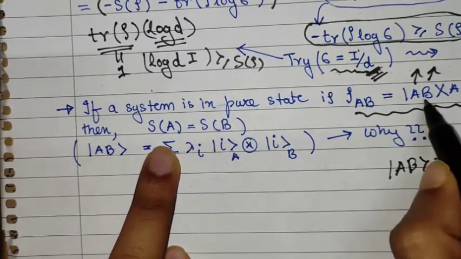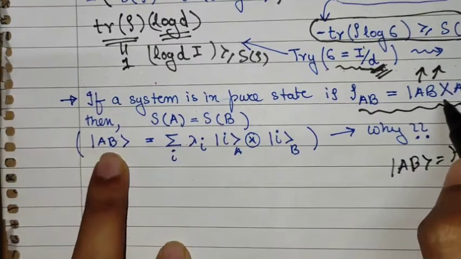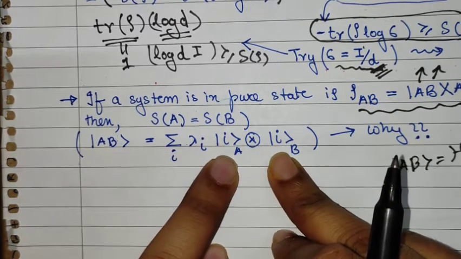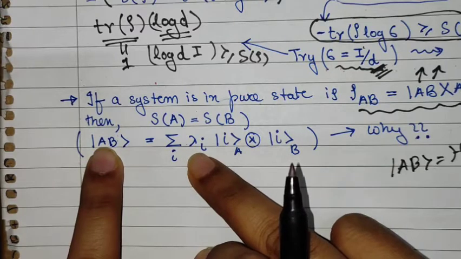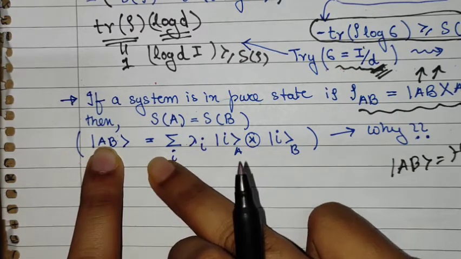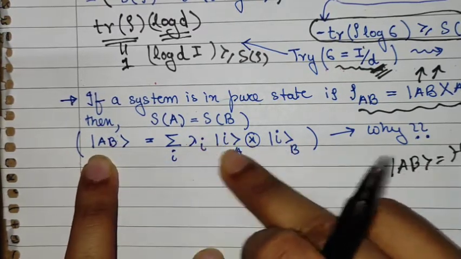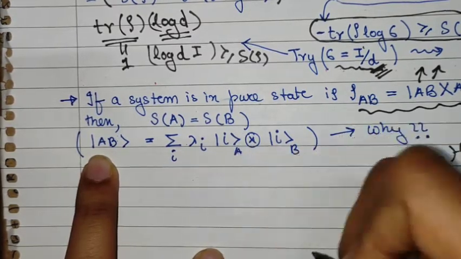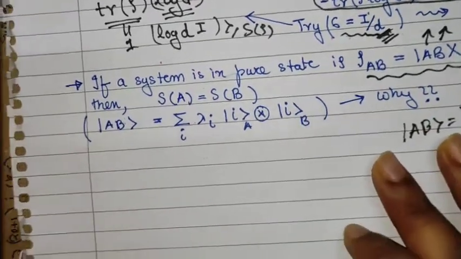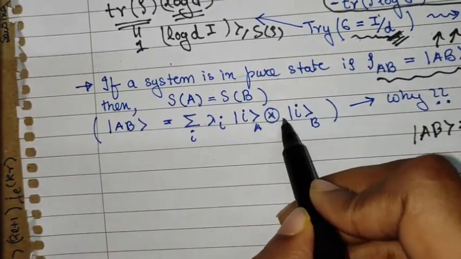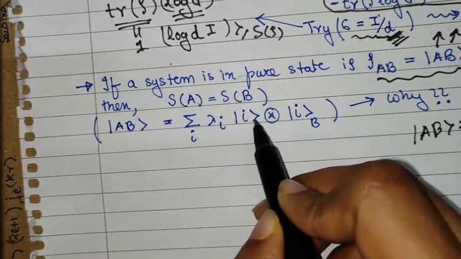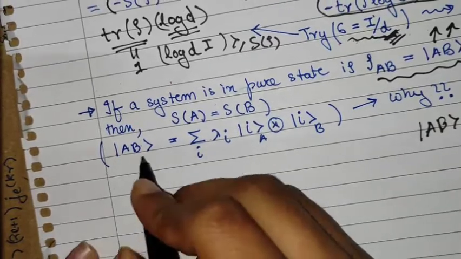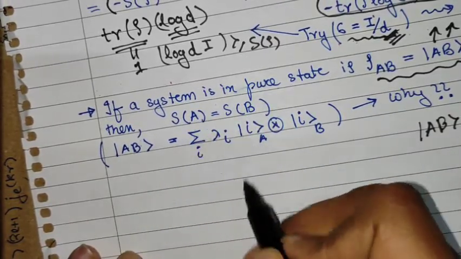Given we have a state AB of this form, we can perform the Schmidt decomposition. It says that there exist such lambda i's such that this state can be broken into these lambdas, such that i is an orthogonal basis for Hilbert space A. Now this basis and this basis need not be the same. It is just the index that is the same. Now given this, we have to prove that S of A equals S of B.